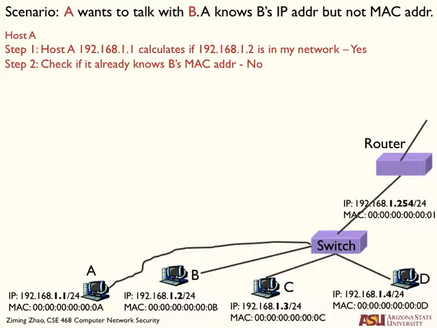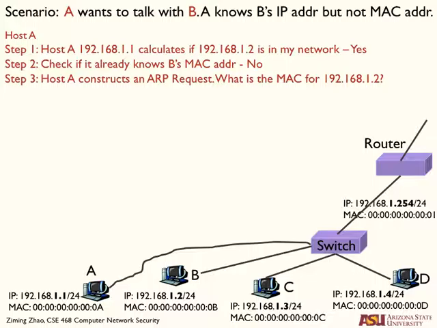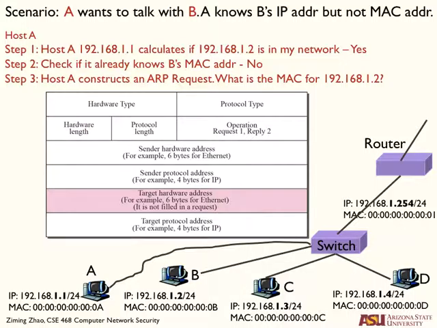Then host A will check if it already knows B's MAC address by checking its ARP cache. We assume that A doesn't know that, so the answer is no. Then host A will construct an ARP request. Basically, this ARP request is saying, what is the MAC address for this IP 1.2? So this will be this ARP request. First, the hardware type: we're using Ethernet, so it's 1. And the protocol type: we're using IP, so it will be 800 hex. Then hardware length, which is the length of the hardware address, 6 bytes, and protocol length, 4 bytes. Then this is an ARP request, so we will put 1 there.